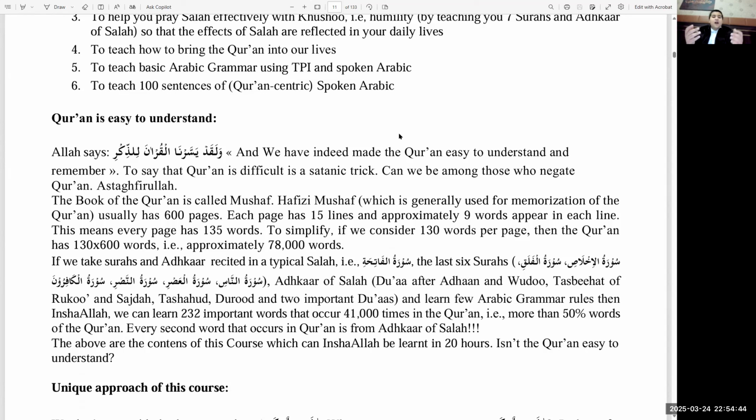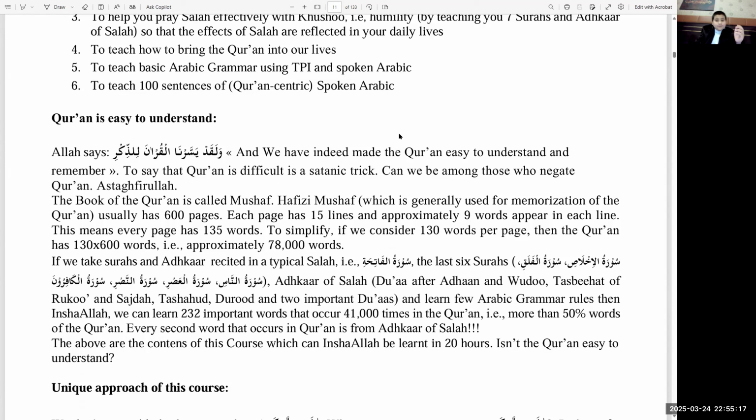The surahs and adhkar recited in a typical prayer: Surah Al-Fatiha and the last 6 surahs, Surah Al-Falaq, Surah Al-Nas, Surah Al-Ikhlas, Surah Al-Kafirun, Surah Al-Nasr, Surah Al-Asr, and adhkar of salah. Dua after adhkar and wudu, tasbihat of ruku' and sajda, tashahud, durud, and 2 important duas. And learn a few Arabic grammar rules.